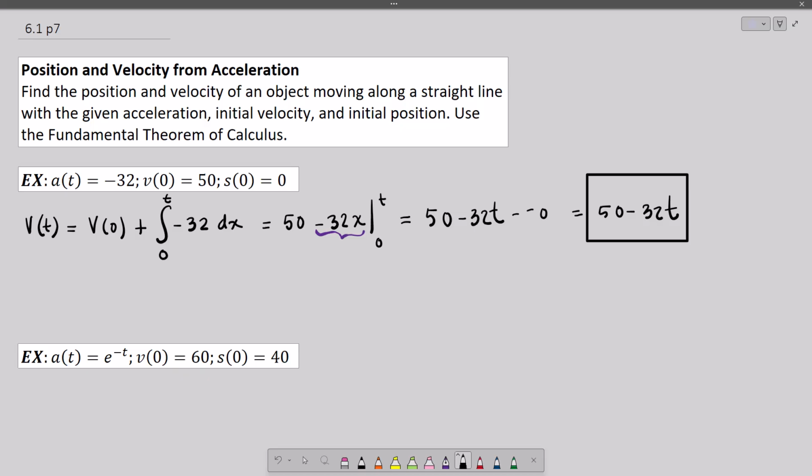All right, any questions on any of those steps? I'm just going to catch up.